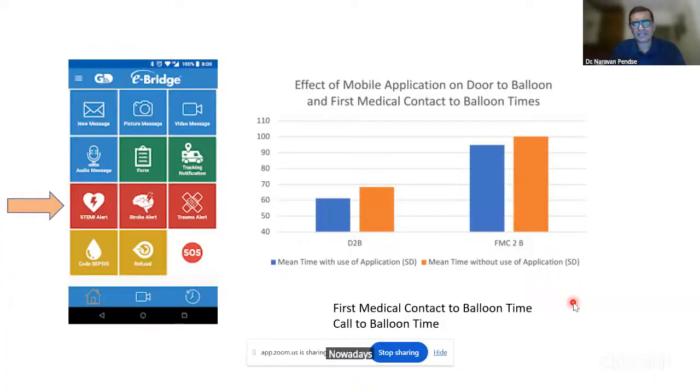Nowadays there are apps, etc., from pre-hospital care. That's even before the patient gets admitted to the emergency. The actual care starts happening in the ambulance.